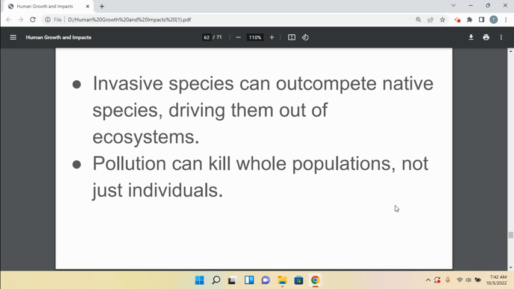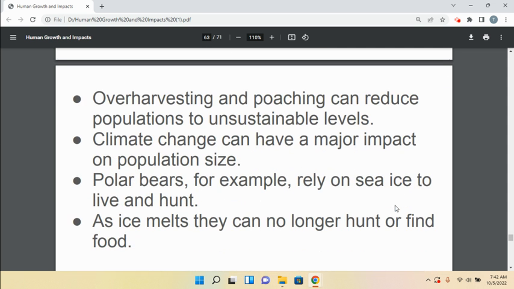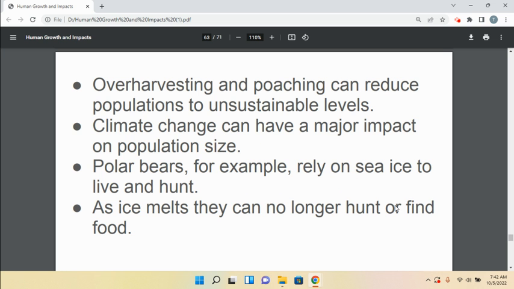We also have issues with invasive species outcompeting the native species, driving those native species out of ecosystems. And a lot of this is human caused. And we have pollution. Pollution can kill whole populations, not just single individuals within those populations. We overharvest and poach. We have limits on things for a reason, and when we poach, we do damage to those populations, reducing them to unsustainable levels.